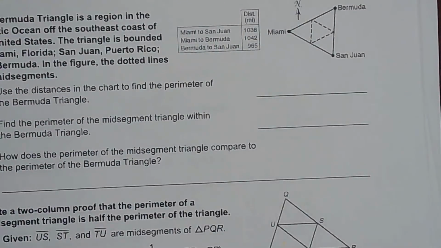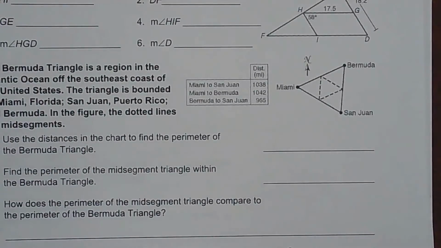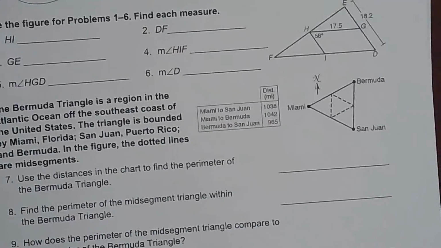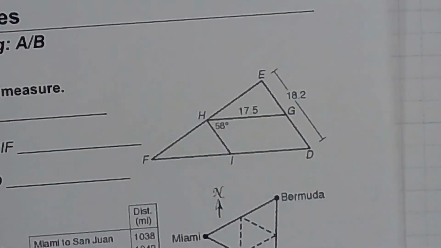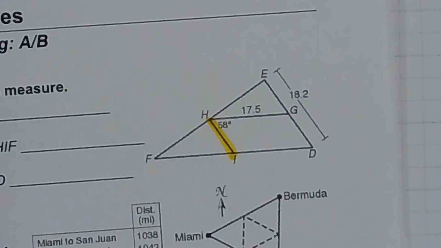Alrighty. So that's the difference between midpoints and mid-segments. Let's use that information to solve these problems. So let's take a look at number 1. It says find HI, the length of HI. Let's zoom in on this triangle and find HI. Well, HI is here, my dudes. That's HI.